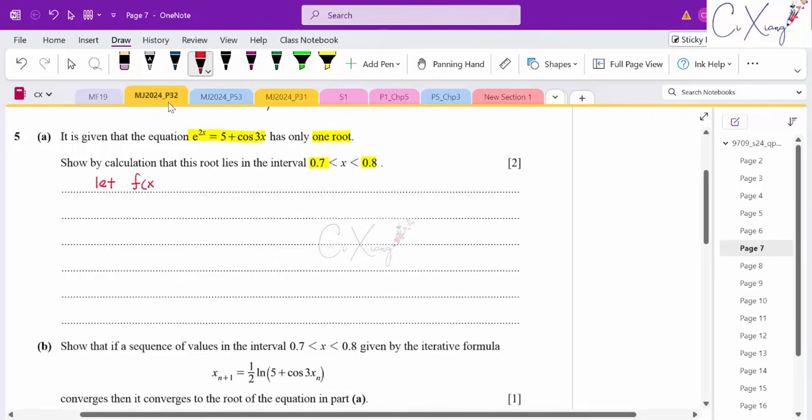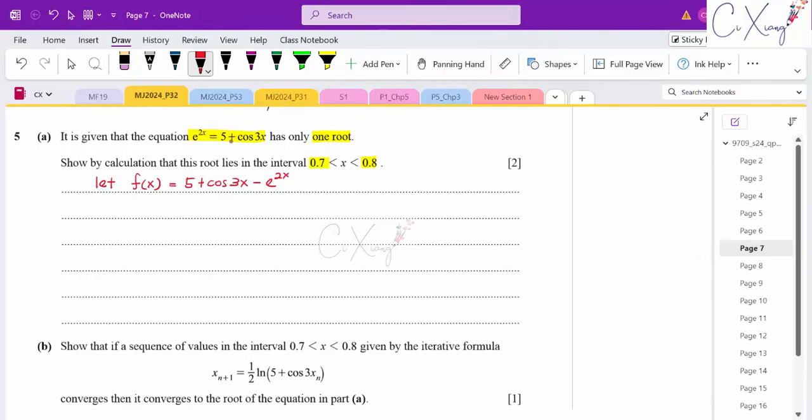For this kind of question, we basically need to make our equation become one function first. So let's make it this way: f(x) equals 5 plus cos 3x, then minus e^(2x). Of course, you can also do it the other way around, where you move the 5 and cos 3x to the other side, becoming minus 5 minus cos 3x plus e^(2x).